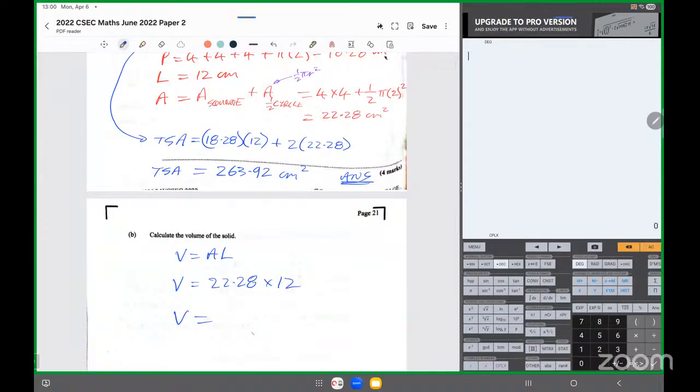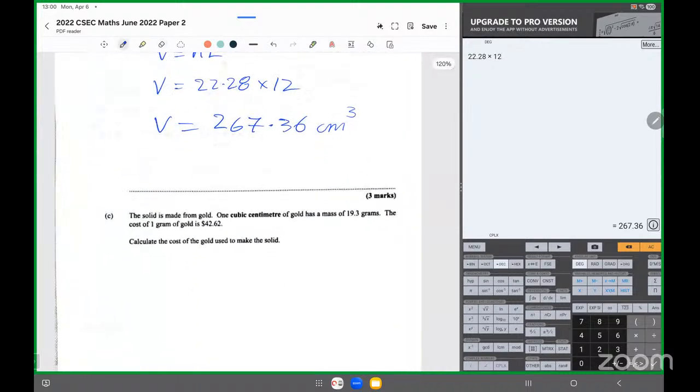It's cm cubed. So it's 22.28 times 12. That's 267.36 centimeters cubed, the volume of that solid.